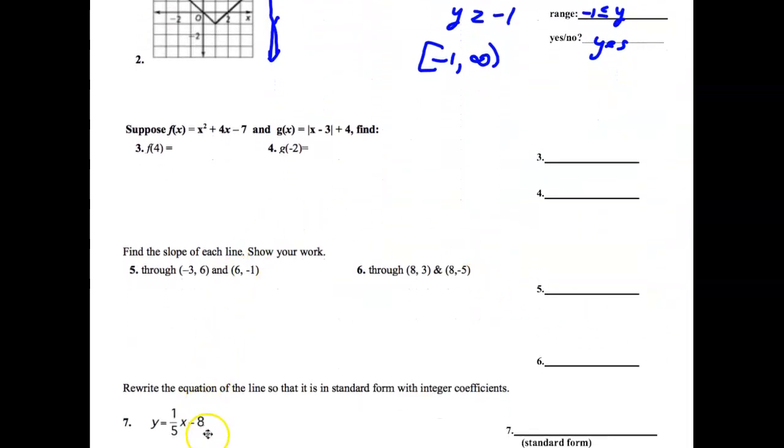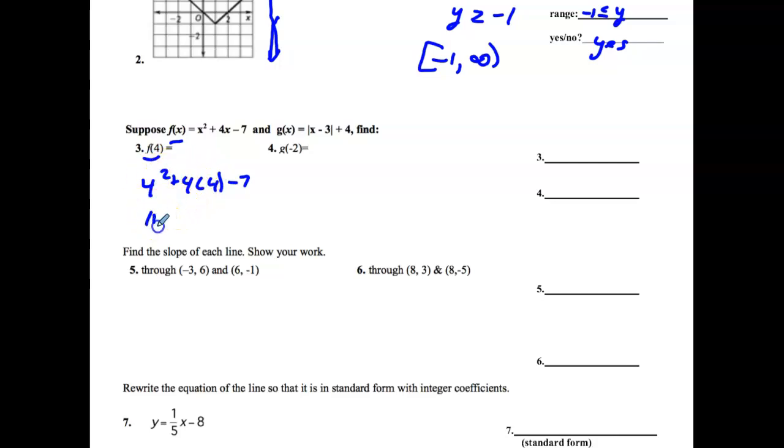All right, number 3 and 4, you've got two functions, two different equations, and you just have to know when to use which one. 3 says this is read f of 4. That just means use the f of x function. So you're just plugging in 4 like you did in chapter 1. You had problems like this in chapter 1. It's just different notation.